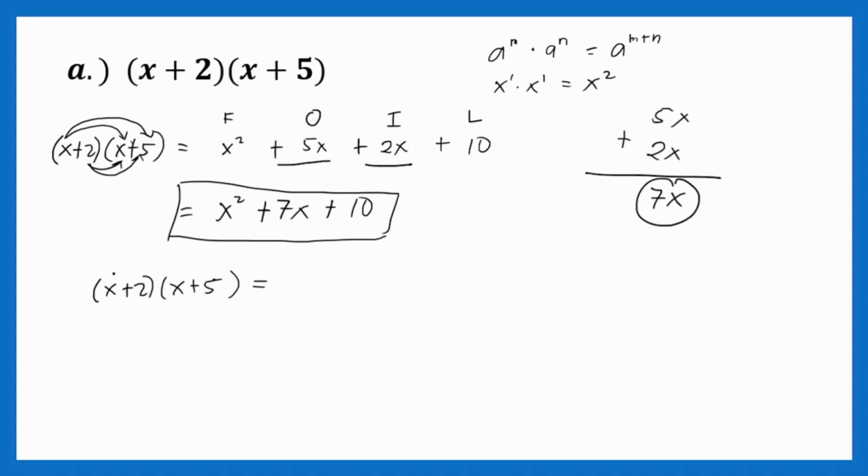First, ganun pa din naman, FOIL method pa rin naman. That's x squared. Tapos, last, outer. X times 5, that is positive 5x. Tapos, inner, 2 times x, that is 2x. Pero instead of writing it here, ginagawa ko siya dito sa ilalim. Nilalagay ko siya dito sa ilalim. So, plus 2x. Pwede mo ilagay yung plus, alright? Tapos, 2 times 5 plus 10.